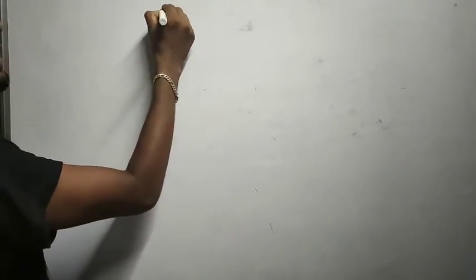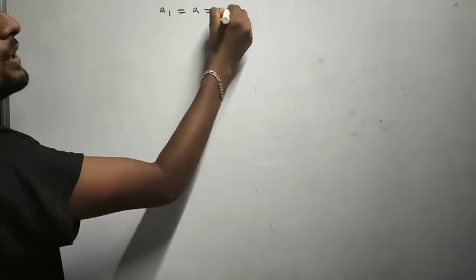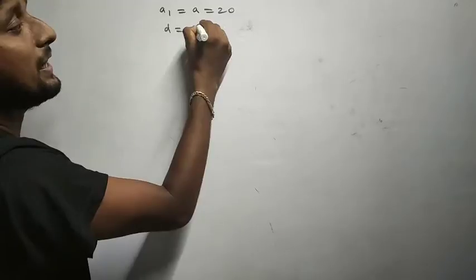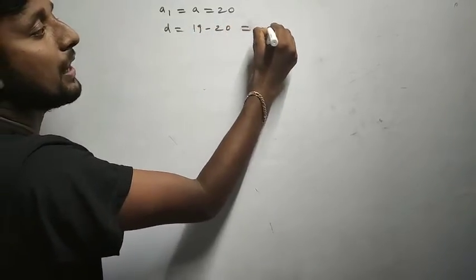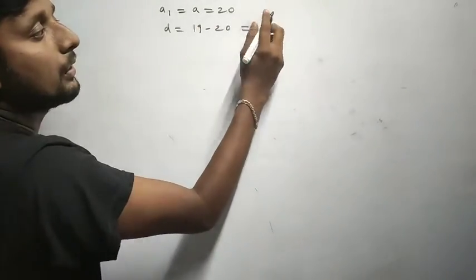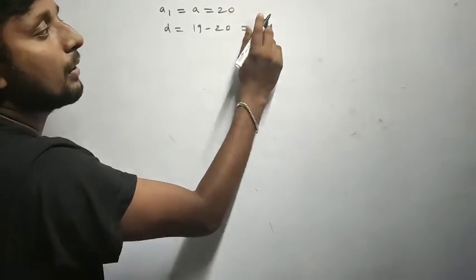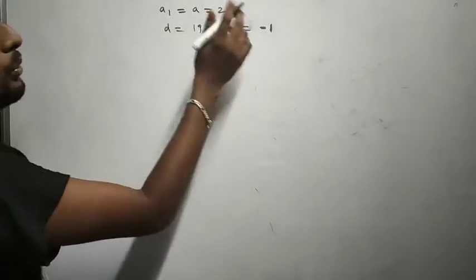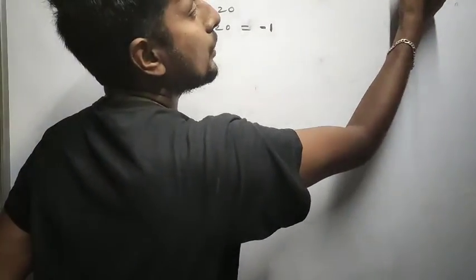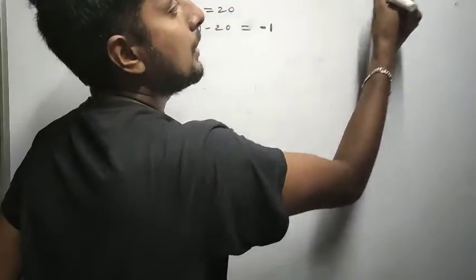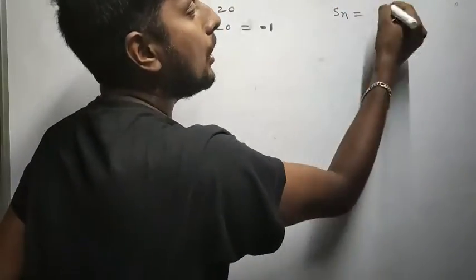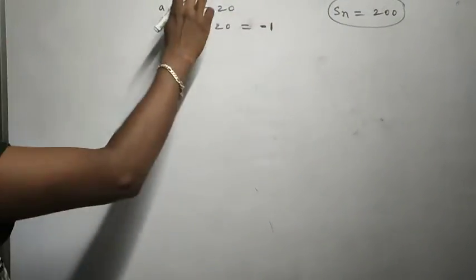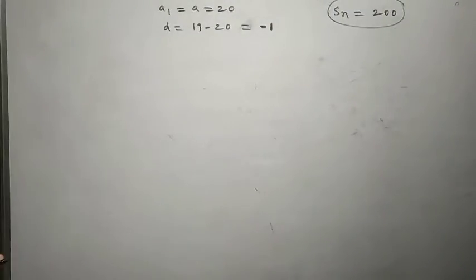So from this, the first term a1 I can write as 20, and the d value is the second number minus the first one. So 19 minus 20, the d value is minus 1. Okay. The common difference is minus 1. Next, what do you know? The total logs are 200. That means the sum of all is 200. If you add all these counts, that is equal to 200. The n value I don't know.